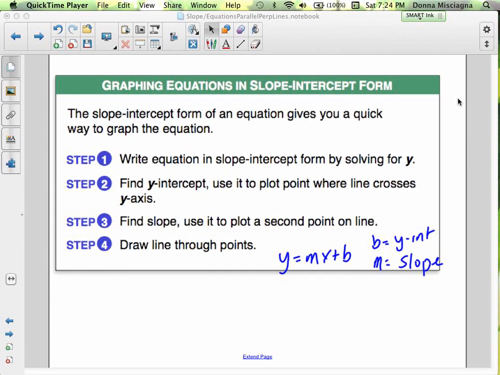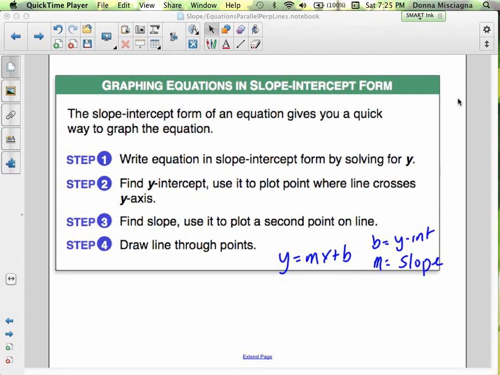Right? So when it's in slope-intercept form, y equals mx plus b, that constant that's added in, that's your y-intercept. So use it to plot the point where the line crosses the y-axis, and then find your slope. That's the coefficient in front of x. Use it to plot a second point on the line.